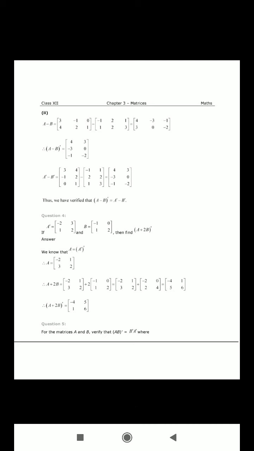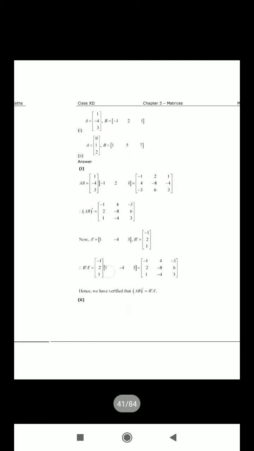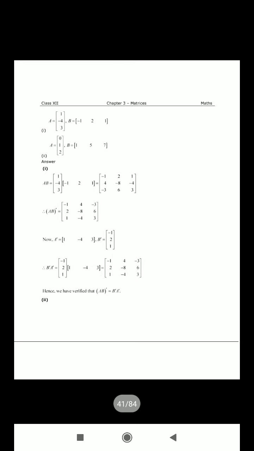Question 5. For any two matrices A and B, verify (AB) whole transpose is equal to B transpose A transpose. This I will explain in the next classes, although you can try it yourself.